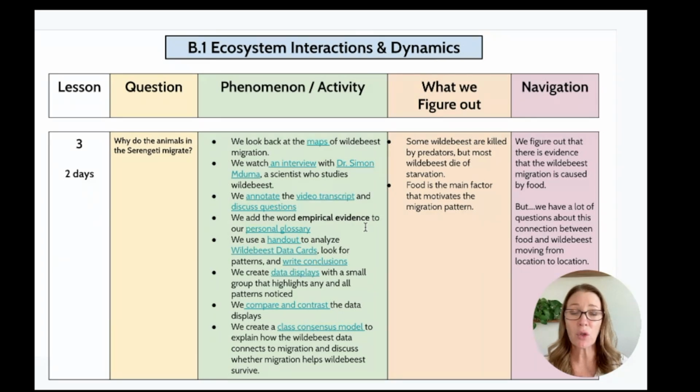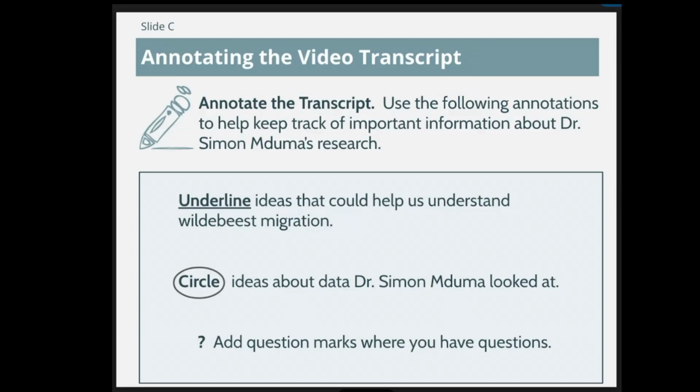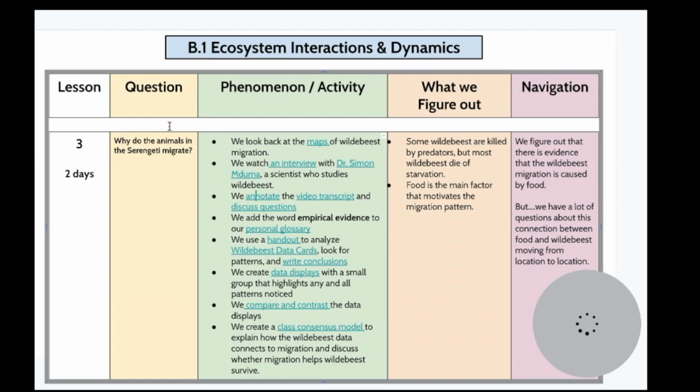So we are then going to look at the video transcript, and this is everything that was said in the video, and we're going to annotate it. Now, here are the rules for annotation. They are going to underline ideas that could help us understand the wildebeest migration and circle ideas about data that were mentioned in the video. And if you have any questions, you're going to put a question mark. And so we're going to look at the transcripts and we're going to mark up the text, and then we're going to go ahead and facilitate a discussion.